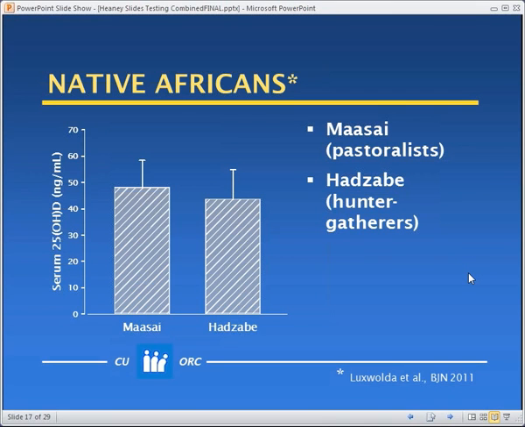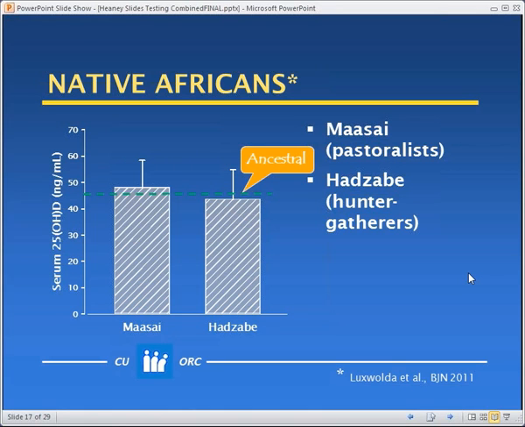Here, the Masai are shown on the left with a value of nearly 50 nanograms per milliliter, and the Hadzabe, the hunter-gatherers, with a value of about 43 nanograms per milliliter. And there's the average of those two groups. There's no statistically significant difference between them. And I think we have to take that as the best estimate we have of what the ancestral intake would have been when our physiologies were evolving.